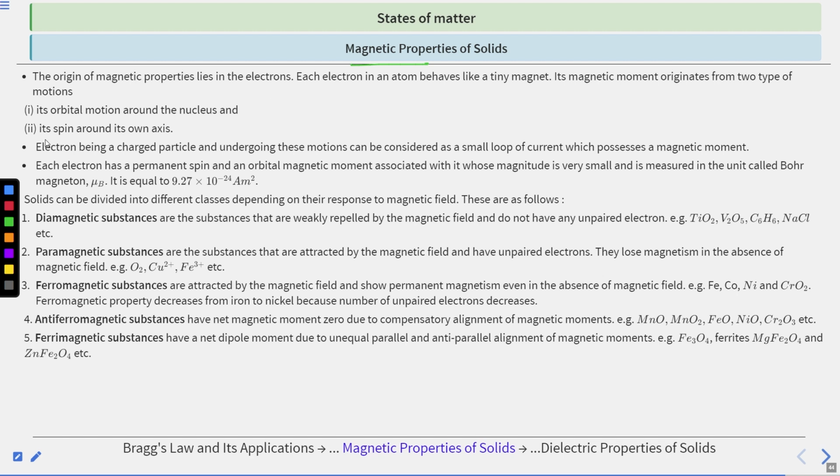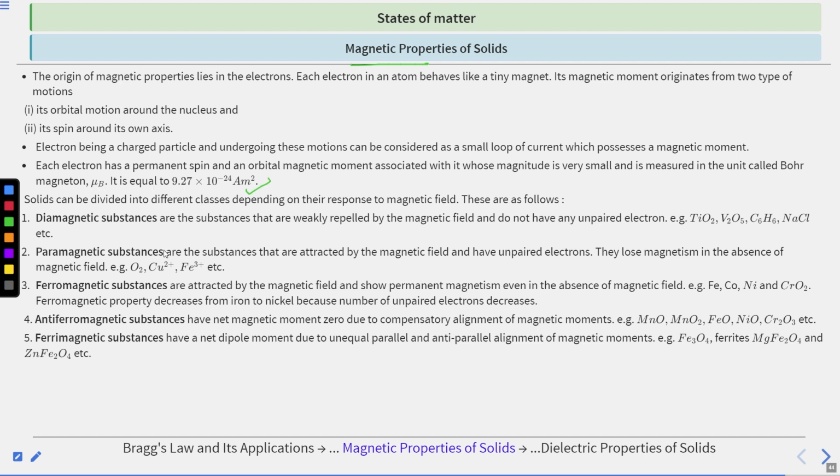Magnetic properties of solids. The origin of magnetic properties lies in the electrons. Each electron in an atom behaves like a tiny magnet. Magnetic moment originates from two types of motion: orbital motion around the nucleus and spin around its own axis. An electron, being a charged particle undergoing these motions, can be considered as a small loop of current and possesses a magnetic moment. An electron has a permanent spin and an orbital magnetic moment associated with it, whose magnitude is very small and measured in the unit called Bohr magneton. It is equal to this value.